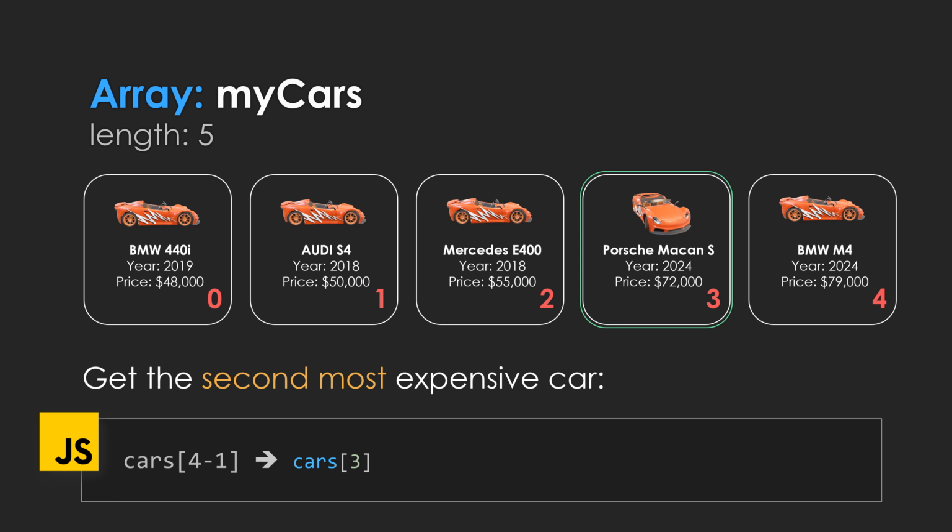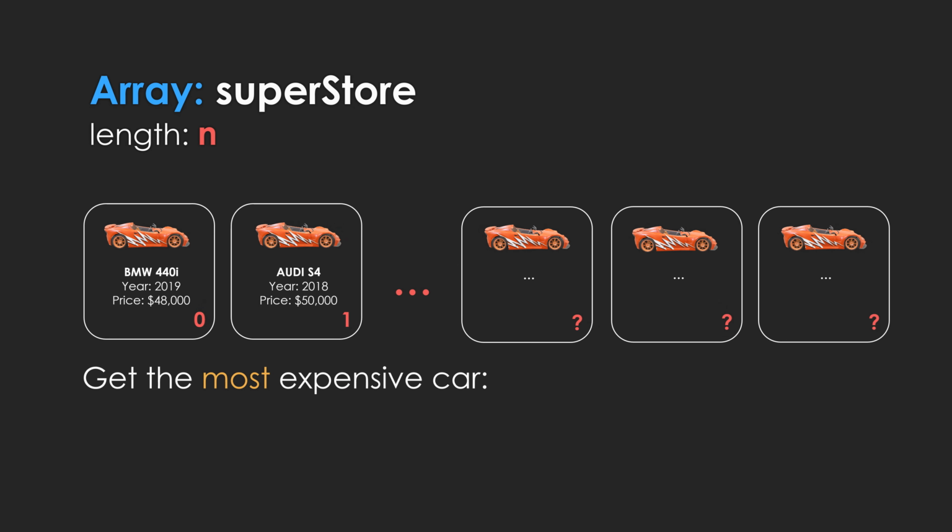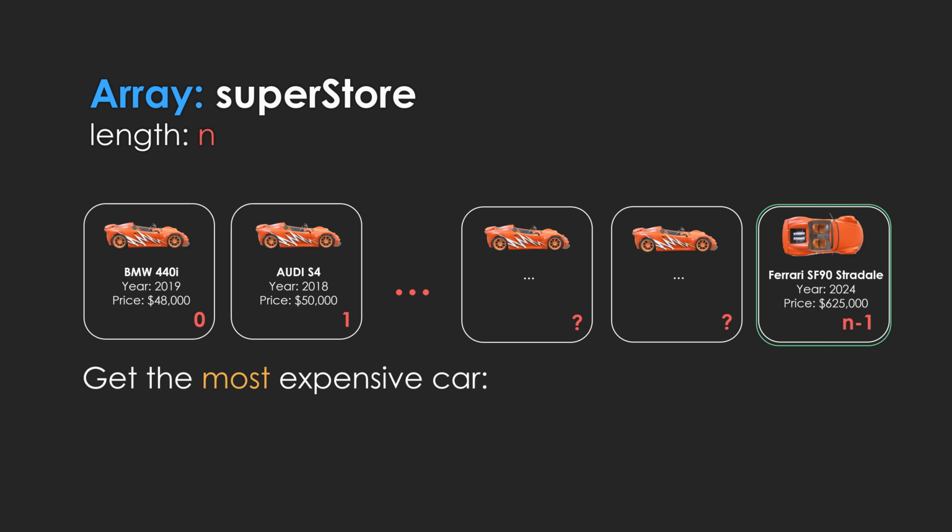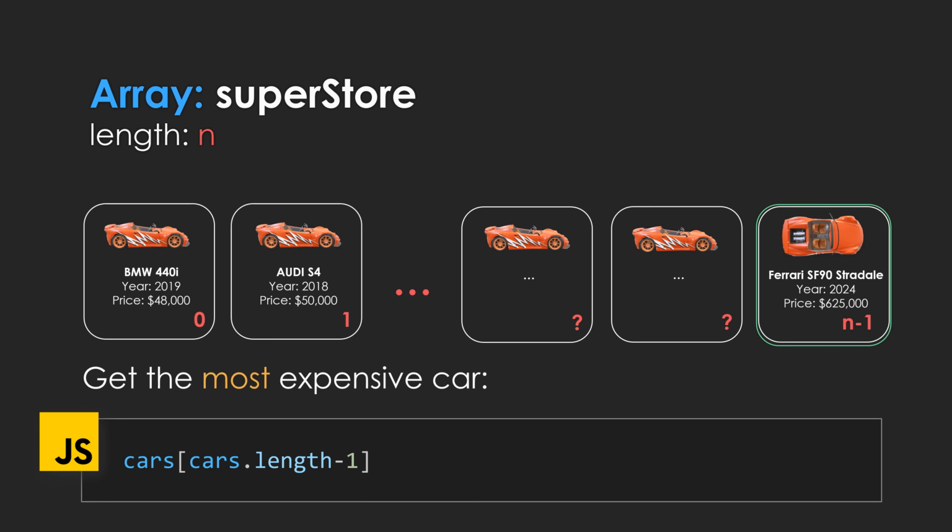It is easy to work with indexes from small and static arrays, but in the real world we need better strategies. To exemplify the scenario, let's use a superstore with lots of cars, and the total number changes frequently. If I want to get the most expensive car, I need to trust the length of the array. Remember, the length is always up to date, even when we add or remove elements. So, to represent the last index dynamically, you can use cars.length -1.